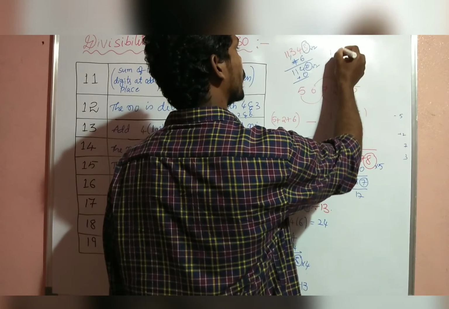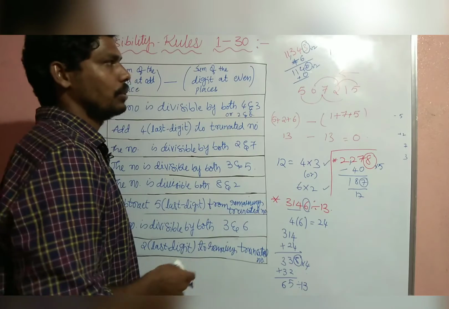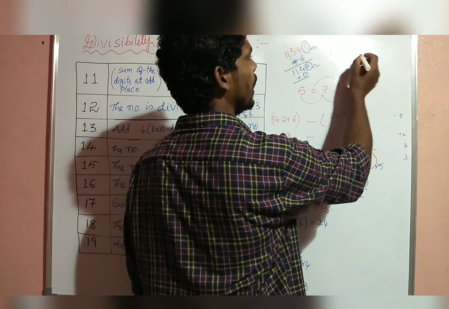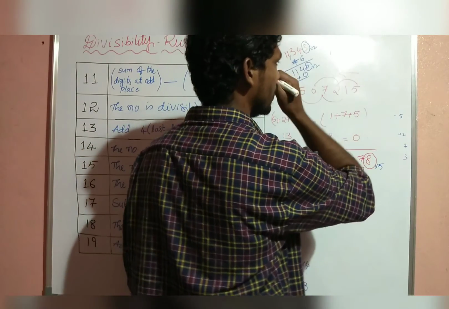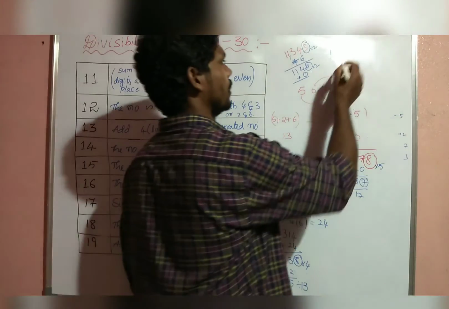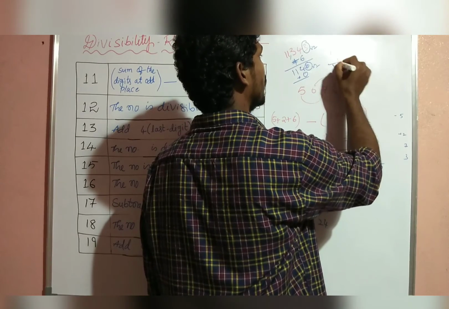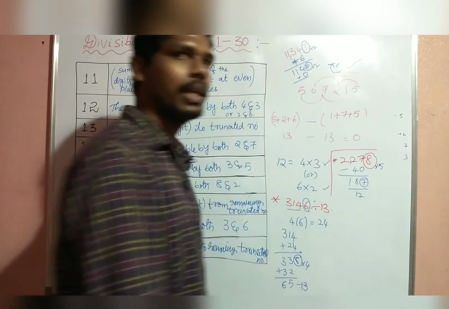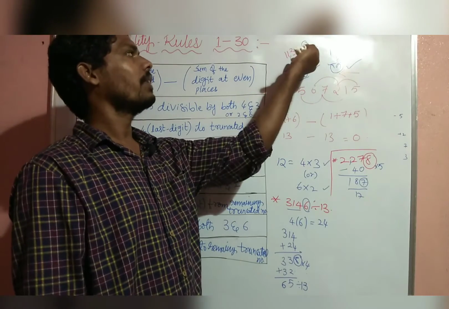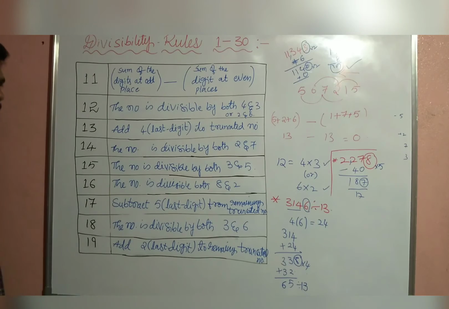Again the last digit is 4, that is multiplied by 2: 4 2s are 8, that is added, not subtracted, added to the 11, you get 19. So 19 is divisible by 19, so the given number 11,343 is also divisible by 19.